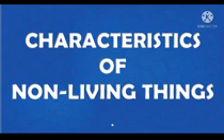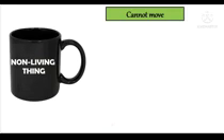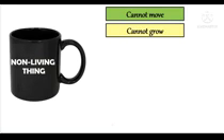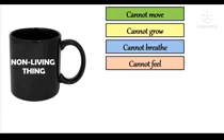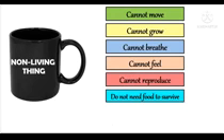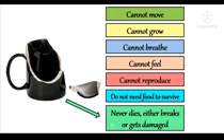Now let us focus on the characteristics of non-living things. Children, look at this image. It's a mug and it's a non-living thing. Now let us see the characteristics of a non-living thing. It cannot move. It cannot grow. It cannot breathe. It cannot feel. It cannot reproduce. They do not need food to survive. They never die. They either break or get damaged.